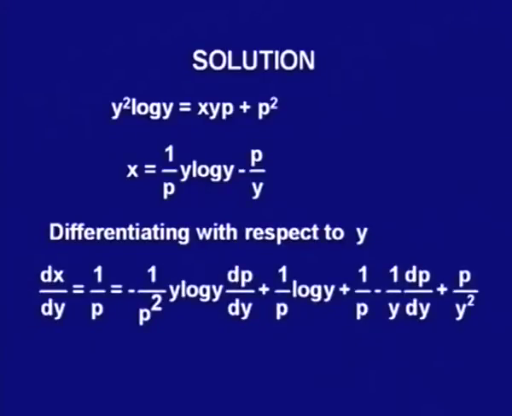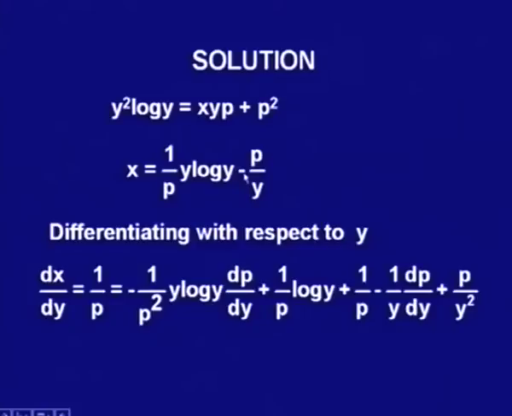What we do get? dx over dy, which we can again write as 1 upon p, derivative minus 1 upon p square, then y log y terms, and of course with p dp over dy, then 1 upon p as such, derivative of y is 1, so it is log y only, then 1 upon p again as such, y as such, derivative of log y is 1 by y. So, y into 1 by y is giving me 1, so I have just got here 1 upon p.